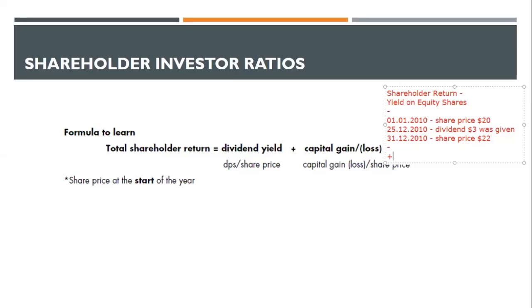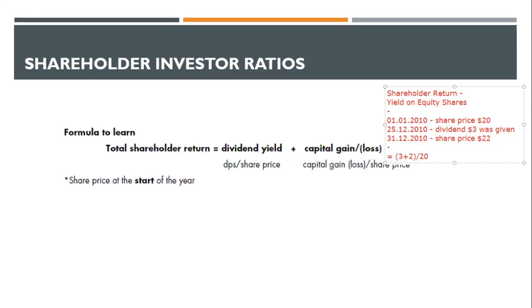You get a dividend of $3. What you got is $3 in dividend, plus you got $2 in capital gain because the share price also increased. So you essentially made $5. By making this investment, you made $5 over an investment of $20.